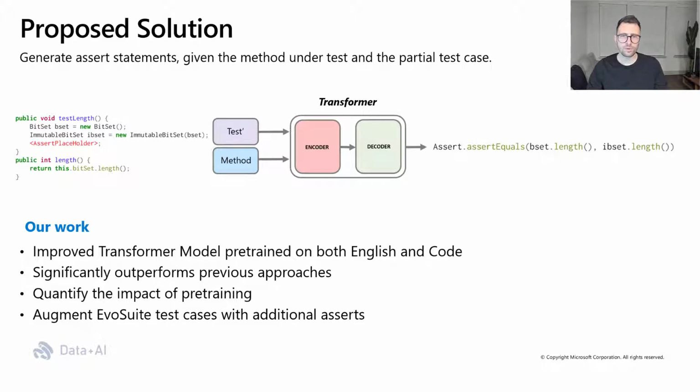Compared to previous works, we propose the use of an improved transformer model, pre-trained both on English and source code, which significantly outperforms the previous approaches. We also measure and quantify the impact of this pre-training on the performance of the model. We also show that we can use this trained model to augment EvoSuite test cases with additional assert statements generated by our model.